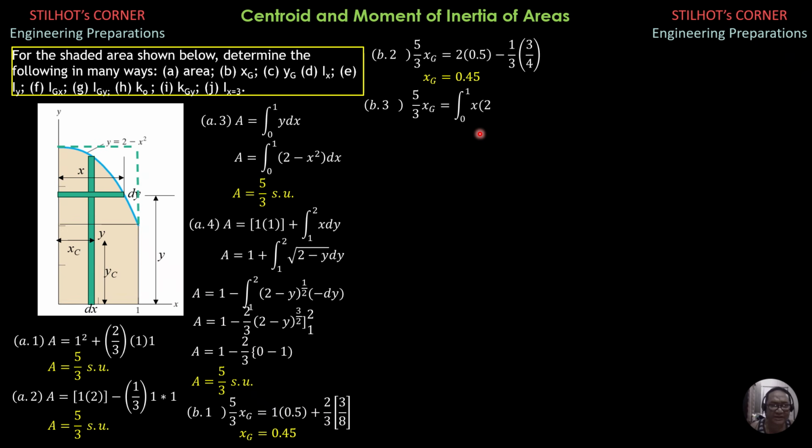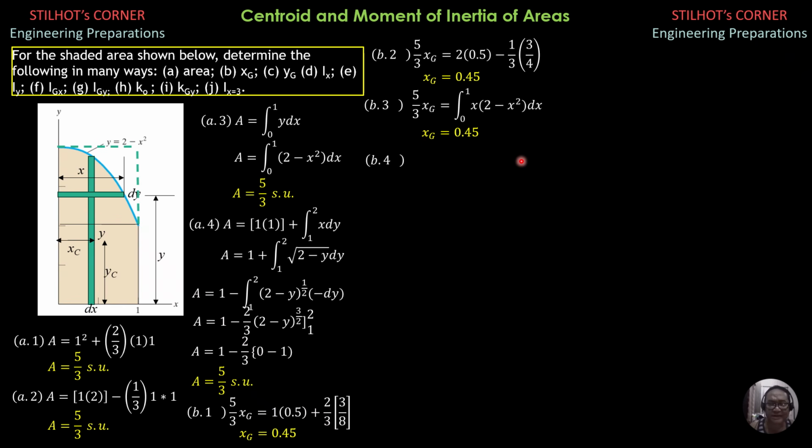5/3 xg equals integral of x sub c dA, and x sub c is just x because we have a vertical strip, and every element of the vertical strip is equidistant from the y-axis. In short, if this is the centroid of the strip, then x sub c is just x. And dA is y times dx, the area of this strip, y dx, where y is 2 minus x squared, then dx. So using your calculator again, xg equals 0.45.